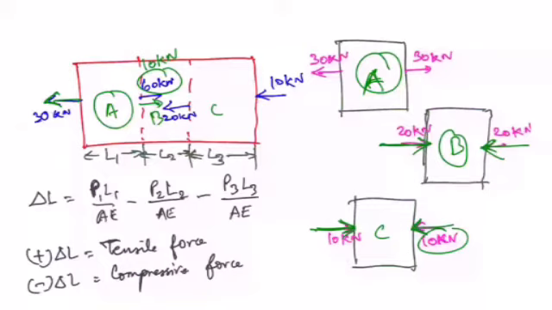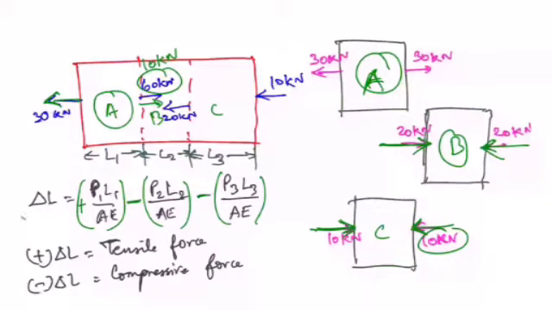Now applying this in the del L equation, the elongation, taking the forces separately for different sections. This will give P1 L1 by AE, which is the elongation for the first section, section A, then P2 L2 by AE. You can see that I have written minus here, since the force here is a compressive force, whereas in the first case it is positive, since that is a tensile force. Similarly, for the third section also it will be minus, since that is also a compressive force.